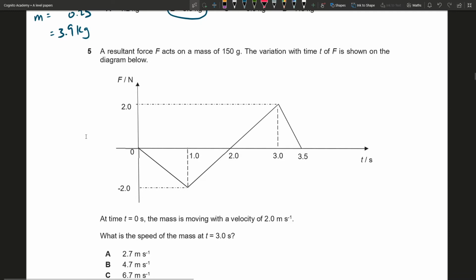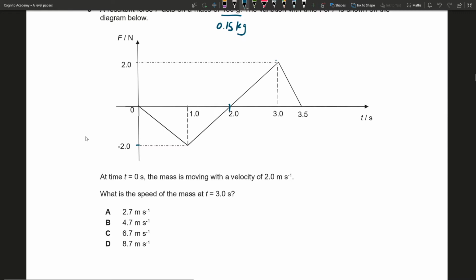Question 5. A resultant force F acts on a mass of 0.15 kilograms. The variation with time t of F is shown on the diagram below. Let me just convert this to kilograms here. So we have a force acting in the negative direction in the start, and then slowly it becomes positive after 2 seconds. And we are told at time t equals 0 the mass is moving with a velocity of 2 meters per second.